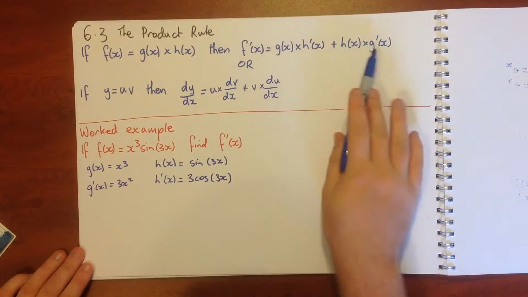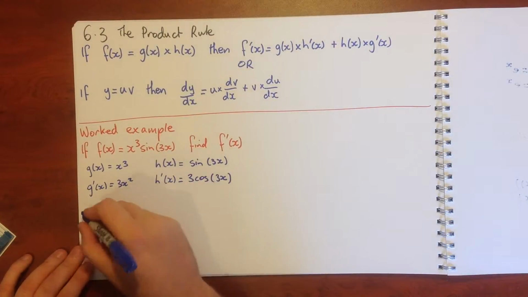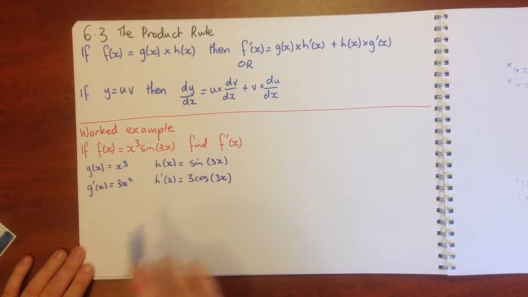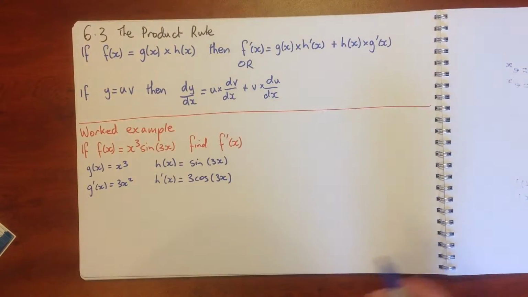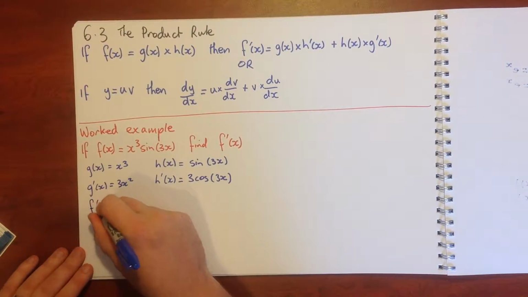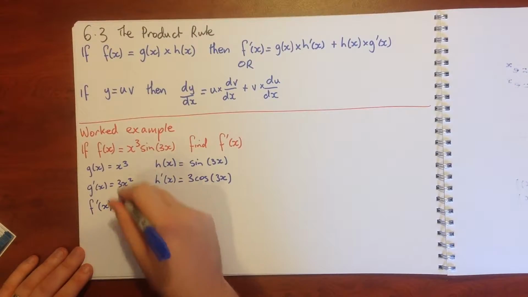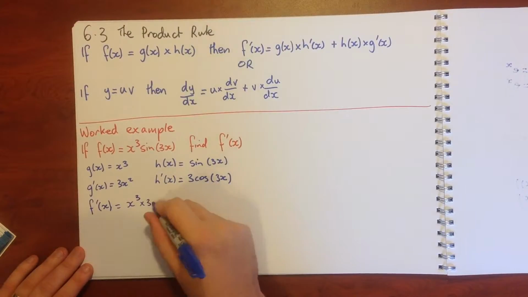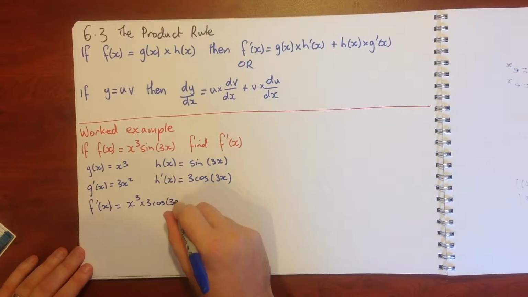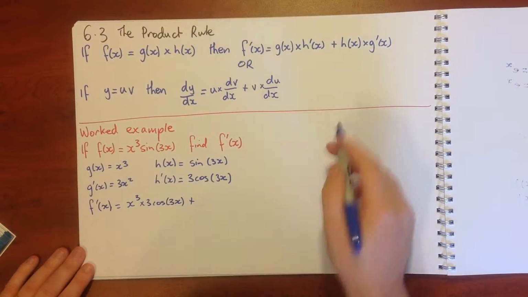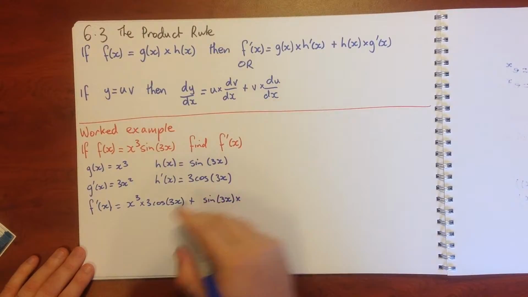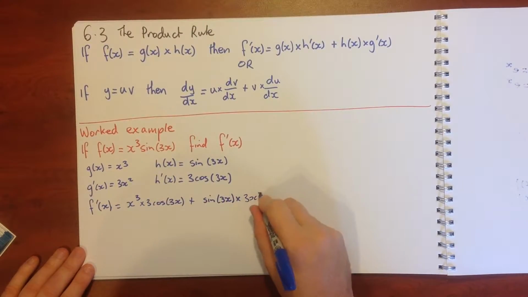Now we've got all the parts that we need for our rule, so we can just build it up, because we've got everything here. That's why I like this layout: g(x), h(x), and our g'(x) and h'(x). If you've got to do some work on these because they're a bit more complicated, then you've got space to do that. So f'(x) equals g(x), which is x cubed, times h', which is 3 cos of 3x, plus h(x), which was our sine of 3x, times our g'(x), which was 3x squared.